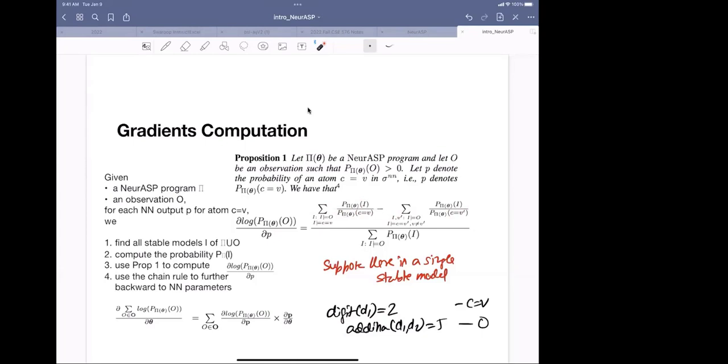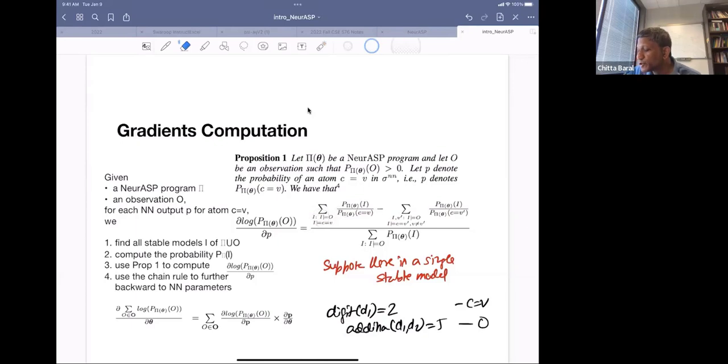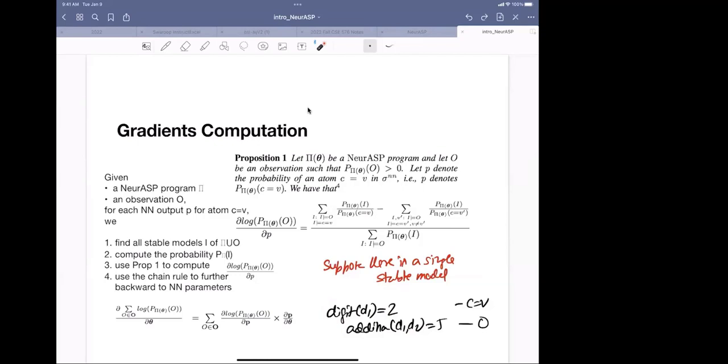So what does the summation indicate in the first term? The summation here, this one, right? Sigma I entails A. The interpretation entails that the addition will be 5. So all the answer sets where the addition is 5 and the digit is 2. So you're looking for all answer sets of this kind. There will basically be one answer set of this kind, where the digit D2 has value 3. Right? Yes.